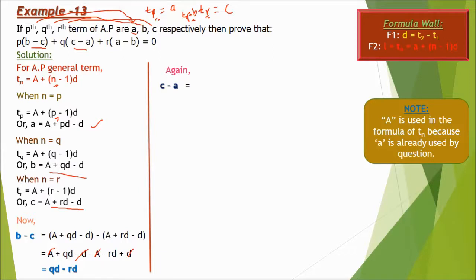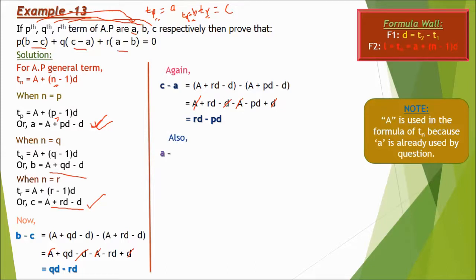Now again, C minus A. We can put the value of C here: A plus RD minus D, and minus the value of A, which is A plus PD minus D. Now let's open the bracket and cancel a few terms: RD minus D minus A minus PD plus D. D and D cancel, and A and A cancel. So the remaining is RD minus PD.